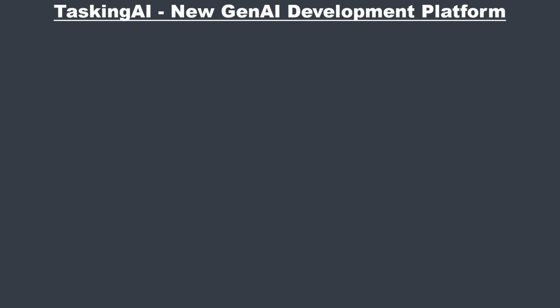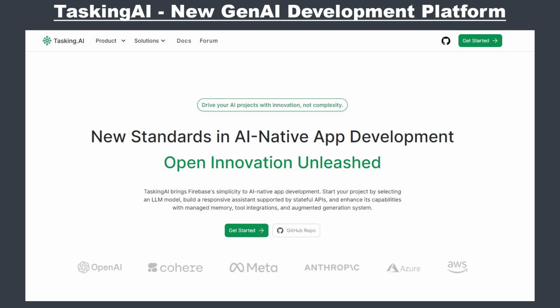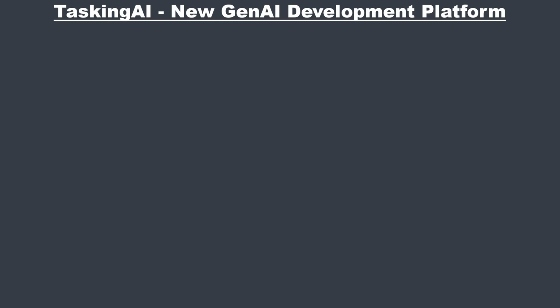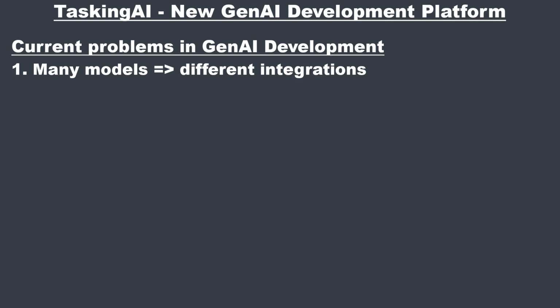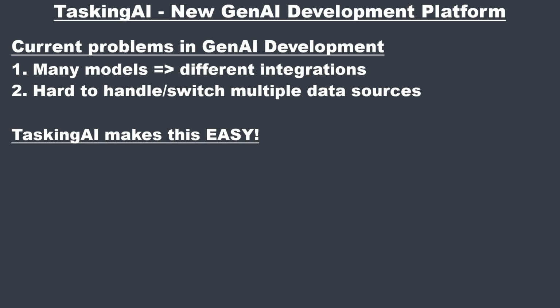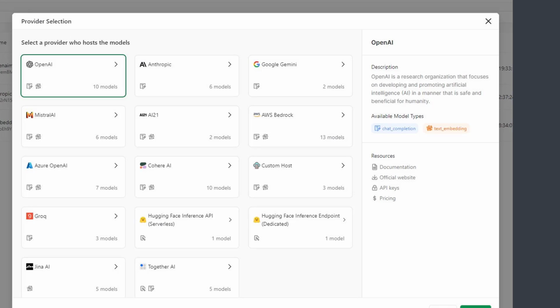Hi everyone, today I will show you TaskingAI, a game-changing platform in the world of AI native app development. The current landscape is often characterized by the challenges of handling different API integrations of different LLMs and integrating different data sources. This is where TaskingAI makes a significant impact. It simplifies these challenges with its unified API interface, which allows for seamless access to a variety of AI models.